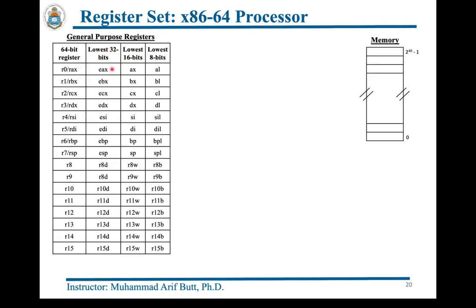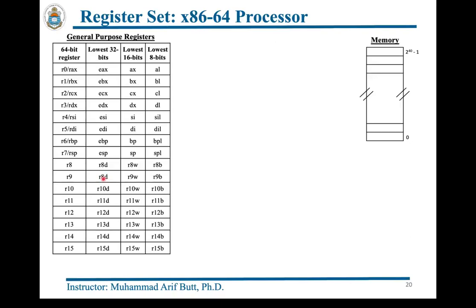the lower portion of the registers can be accessed by using different names. For example, suppose we want to access the lowest 8 bits of register R9, we will use the name R9B, B for byte. And to access the lowest 16 bits of this register R9, we will use R9W, W for word. And to access the lowest 32 bits of this register R9, we will use the name R9D. This is a typo, this is R9D.